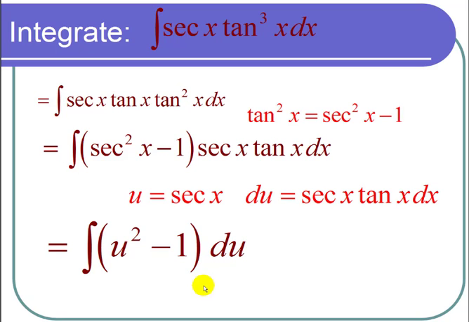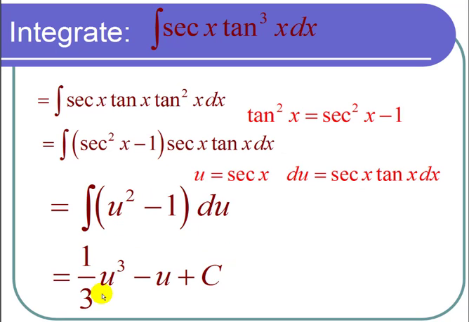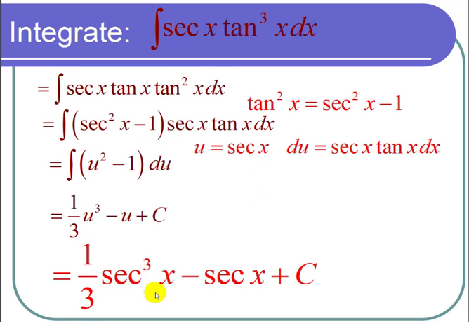That's an easy integral. I get 1/3 u cubed minus u plus c. And then finally, I just resubstitute. We have u is secant of x, so I plug that into our u's. And I get my final answer, which is 1/3 times the secant cubed of x minus the secant of x plus c. And I'm done with the problem.